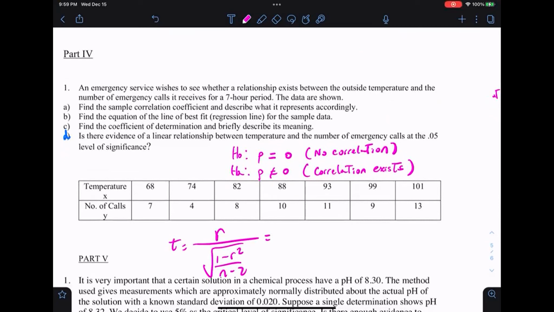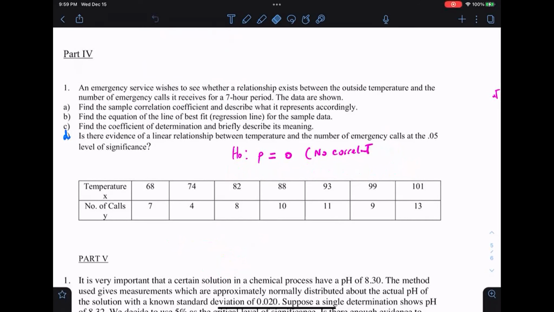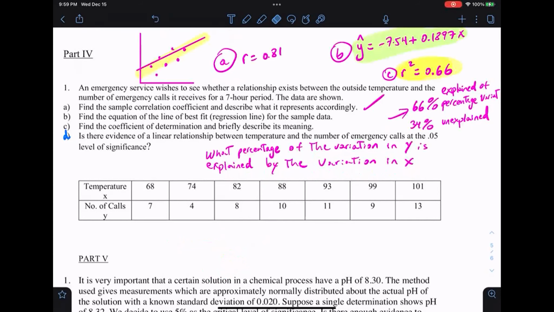So R, let me see what it was. Oh my God. Let me go back to that because I don't have the phone. Okay, it's okay, I can go back to that. I need that information for this. Okay, so you said it was R, and it is the square root of (n minus 2) over (1 minus R squared). So this is the t value.